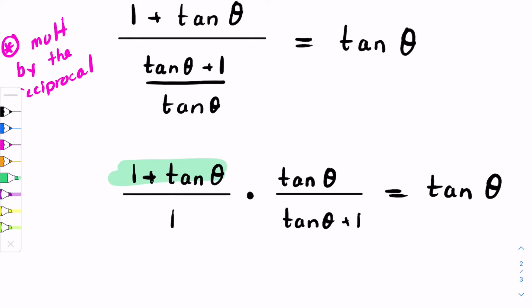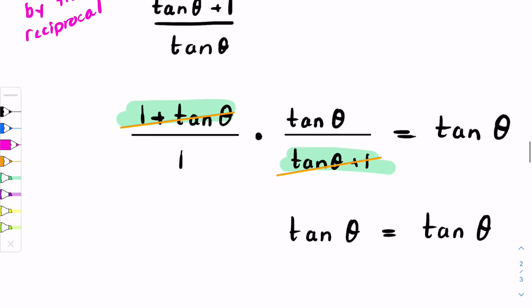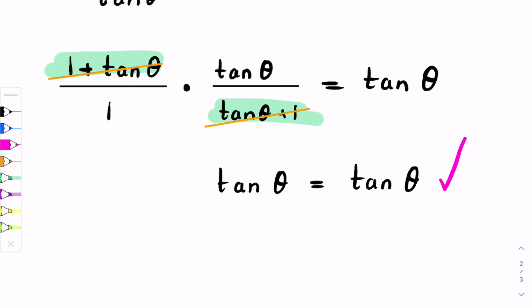Now you should be able to see that 1 plus tangent or tangent plus 1, however you write it, those are the same expression, so we can eliminate those, leaving us with just the numerator of tangent of theta. And this is equal to tangent of theta. So we just proved that we had identities within this problem.